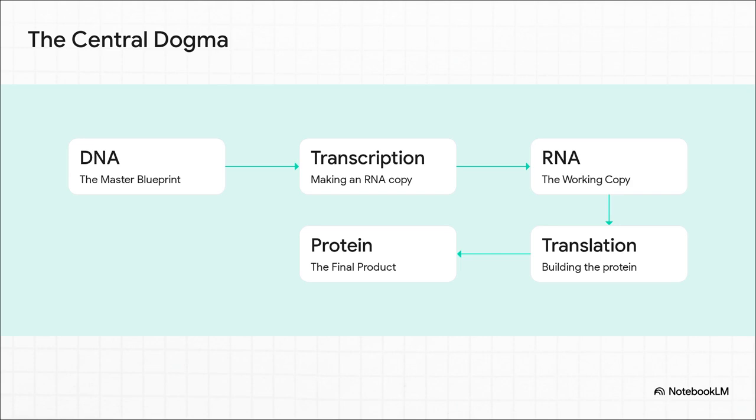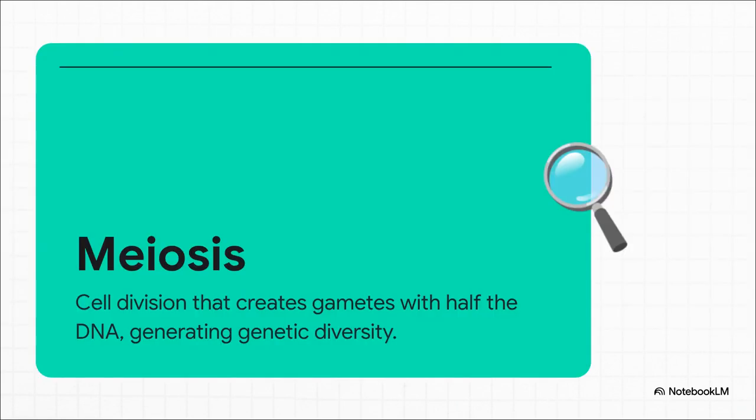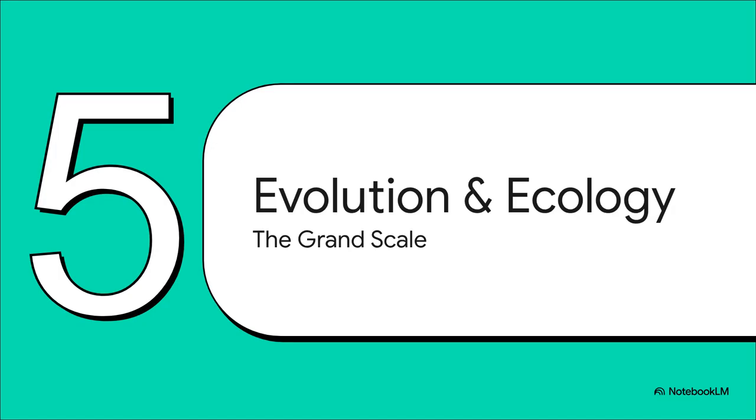Simple as that. But here's the really cool part. Passing this blueprint on isn't just about making perfect copies. Sexual reproduction uses a special process called meiosis, which creates sperm and eggs with only half the DNA. And critically, before the chromosomes get divided up, they swap sections in a process called crossing over. This constant shuffling of the genetic deck is one of the main engines of variation that natural selection gets to act on. So, we've built a cell, we've powered it, and we've given instructions.